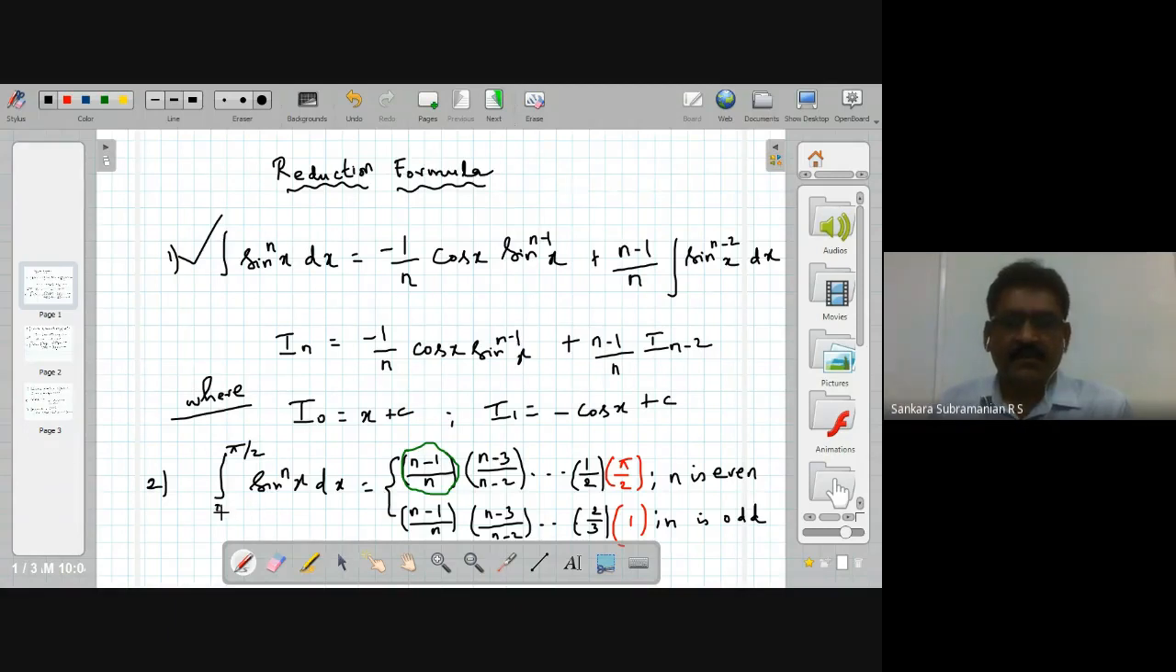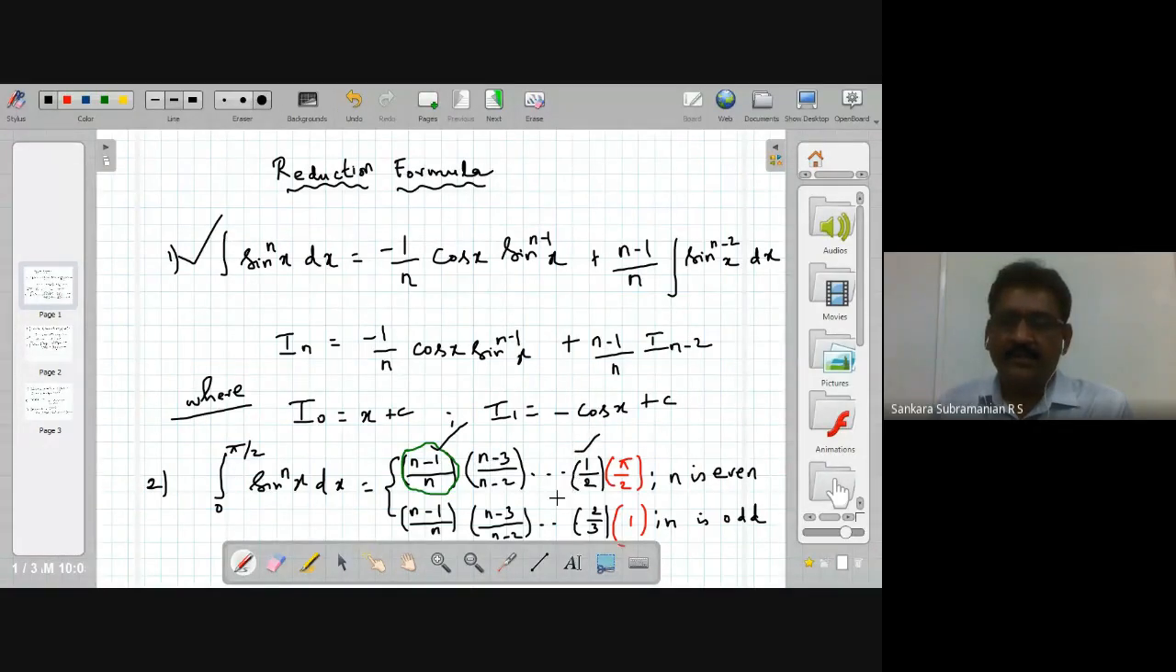Similarly, for the formula for 0 to pi by 2 sine power n x dx, we found some vagueness over the formula, but I have indicated it in the green color. Whenever you are given n, you have to subtract 1 in the numerator and take the n in the denominator. This is the rule. And what the rule says is you keep on subtracting 2 from the numerator and the denominator, which means if it is n minus 1, subtracting 2, you get n minus 3. If it is n in the denominator, subtracting 2, you get n minus 2. So keep on subtracting the number 2 from the numerator and the denominator.